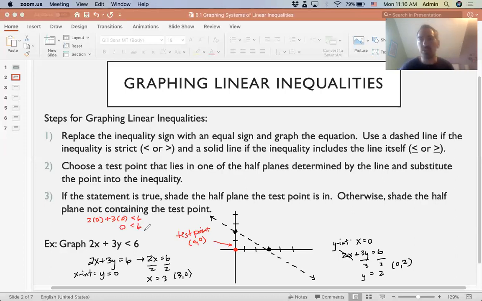All right, so now is this a true statement or a false statement? 0 is less than 6. That is true. So since it's true, we are going to shade on the half plane that the test point lies in. Okay, so every point in this shaded region, every point below this dashed line is a solution to our linear inequality.